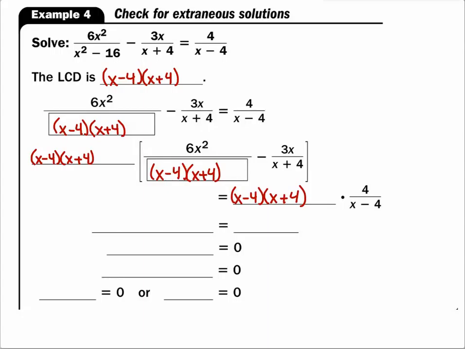Okay, so on the left, the x minus 4 times x plus 4 distributes into the first term, and both of the x minus 4s and the x plus 4s cancel. Boom, boom, boom, boom. You just have 6x squared. Now, this also distributes into the negative 3x over x plus 4. And we have ourselves a negative 3x. And the x plus 4s cancel. Boom, boom. So it's just times x minus 4.